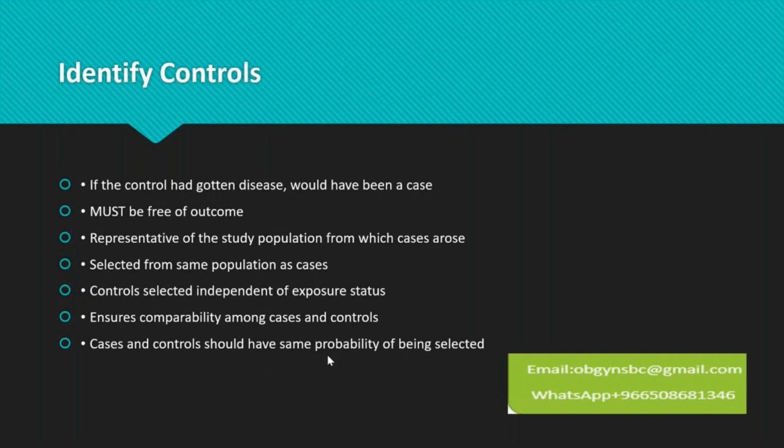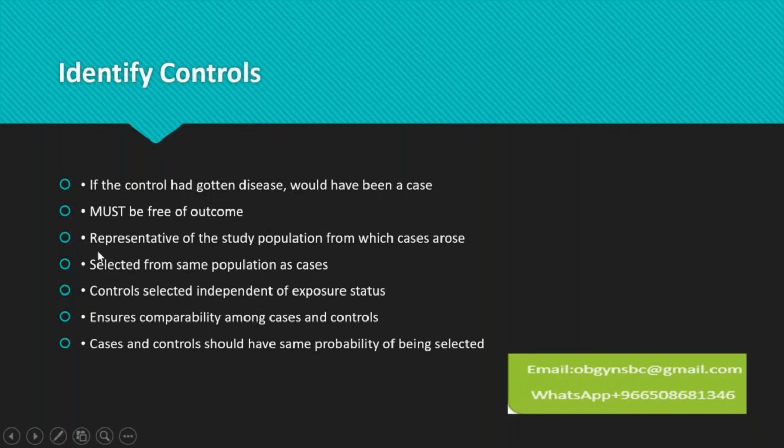We should identify controls. If the control had gotten the disease, there would have been a case. So the person who is a control, most likely will not have the disease, because if he develops the disease, then he will not be a control. This person by default would become a case, because this person has developed a certain condition. So controls must be free of outcomes. The controls can be anything, but they should not have the disease of interest. That is the basic point.